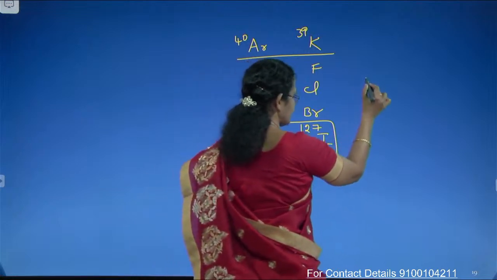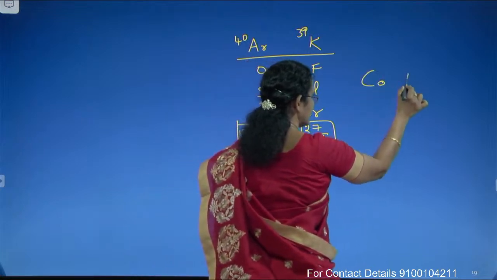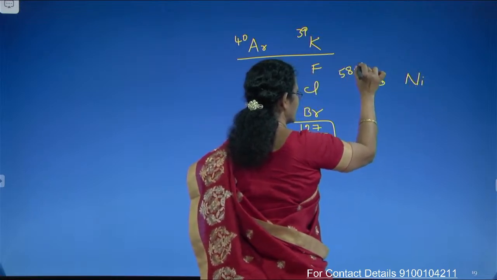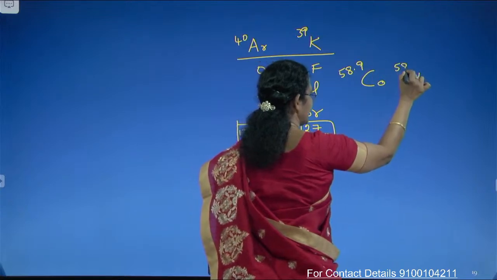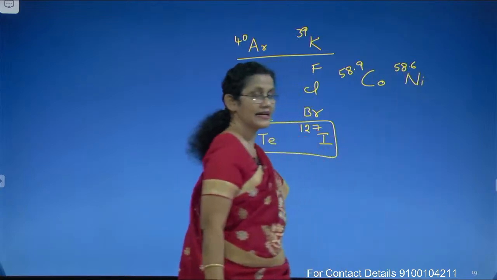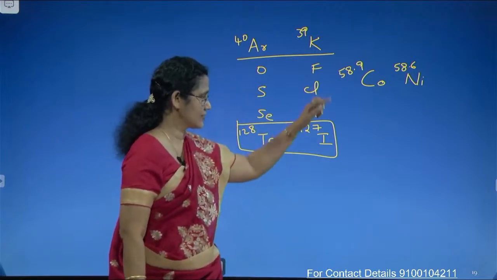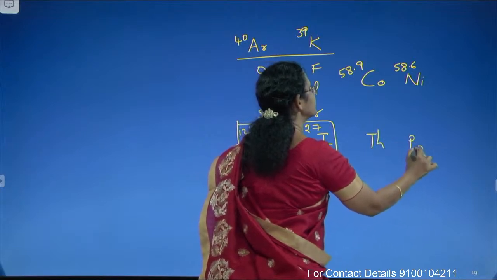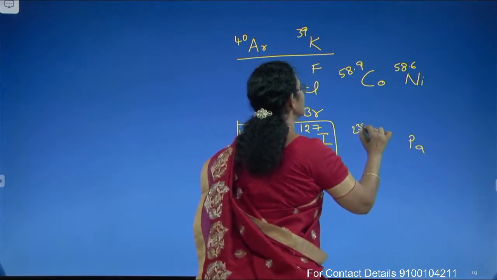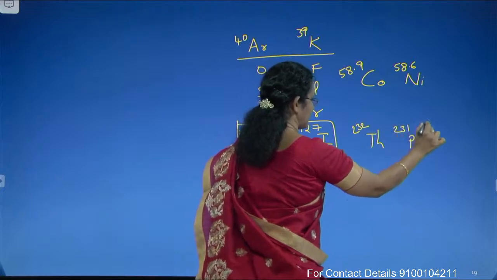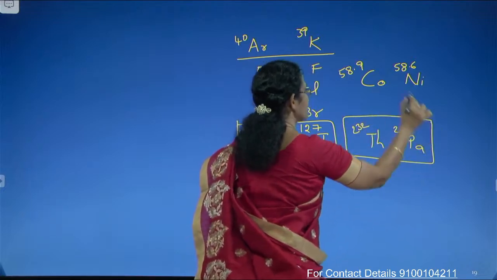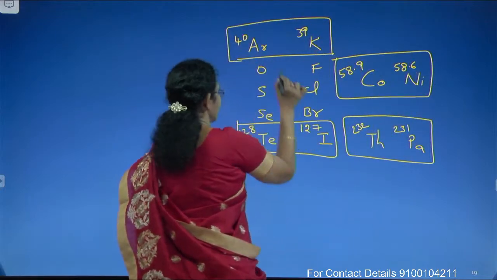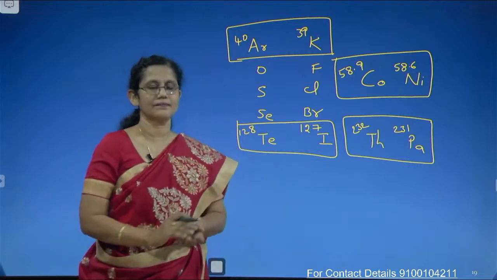Observe here, cobalt nickel, 58.9, 58.6, slight decrease in atomic mass; thorium protactinium, 232, 231. See these pairs of elements. So, these are inverted pairs.